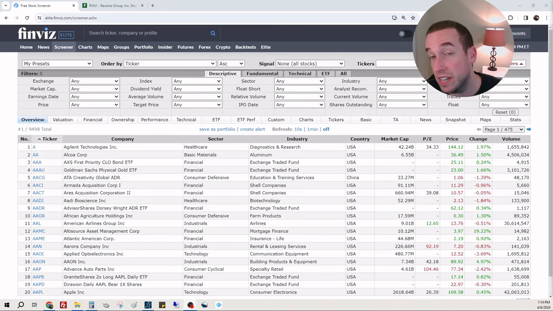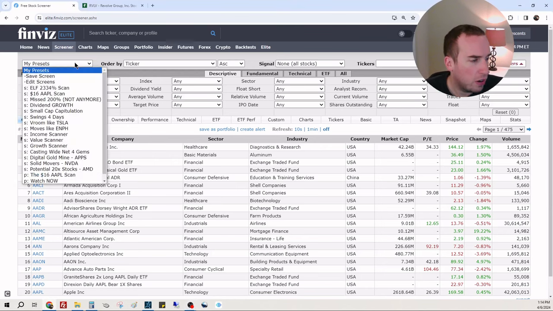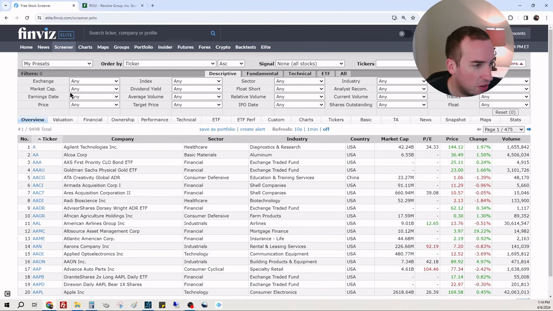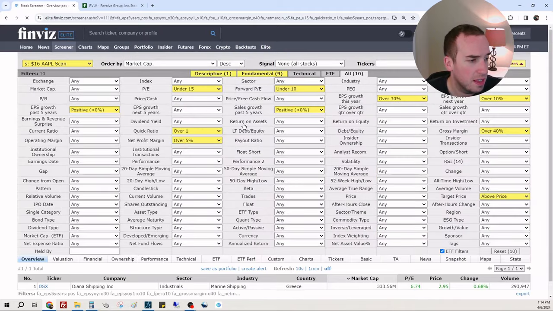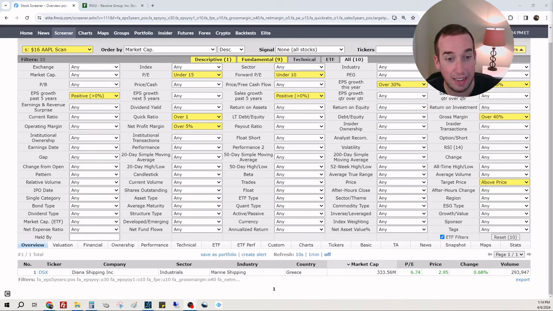Again, Apple, and that was pre-split. Apple is now 165, 170, I don't know. So we are here, we're going to look at my $16 Apple scan. And you can see there's only one company that meets all this criteria, the same criteria that Apple had when it was $16.